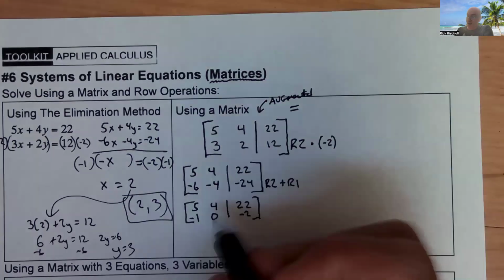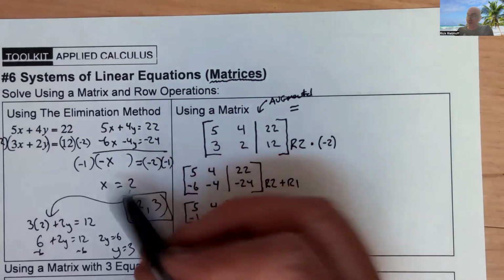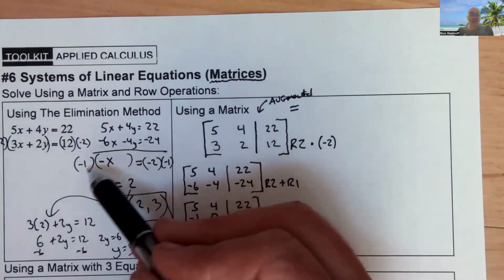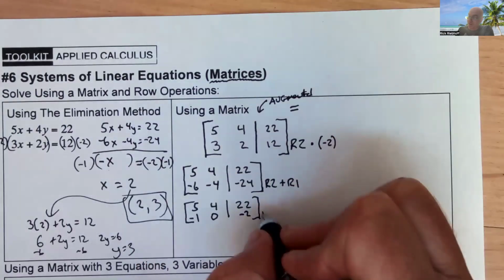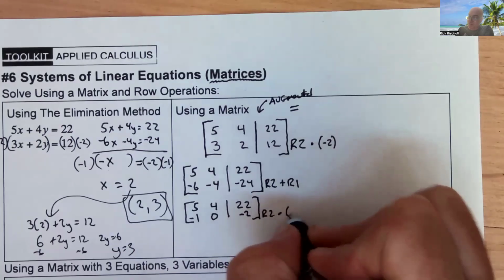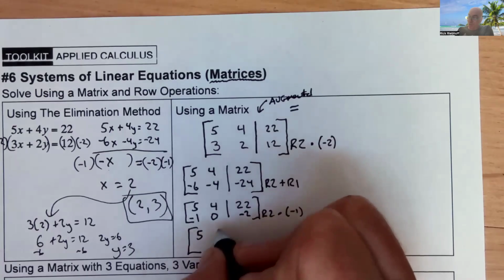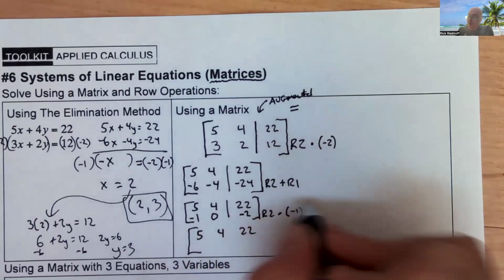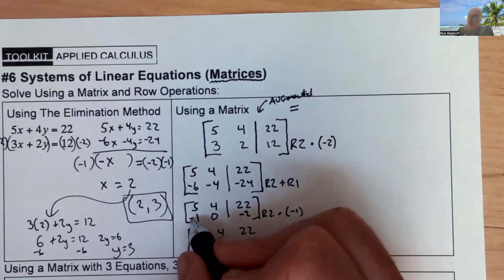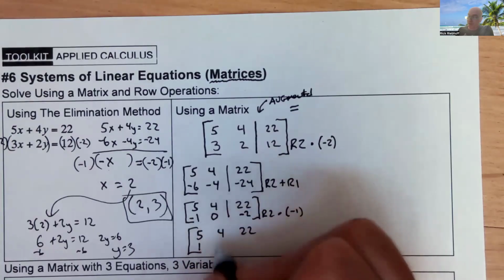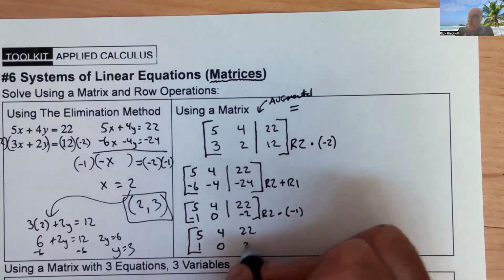Cool. All right. I don't like this being a negative, just like I didn't like it here, so I multiplied both sides by -1. Do the same thing here. Row 2 times -1. So now I've got 5, 4, 22, because I didn't do anything to that one. And here I multiplied everything by -1. So that's going to be +1. That's still 0. Now that's +2.